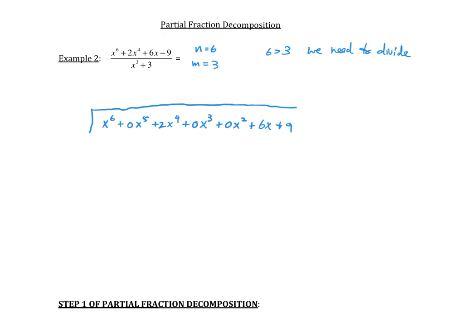For the denominator piece, we're missing a couple terms, so I need to make sure I write those in. So we'll have x cubed plus 0x squared plus 0x plus 3.